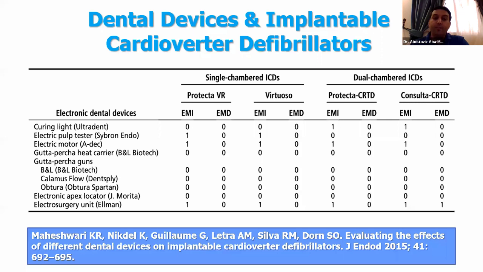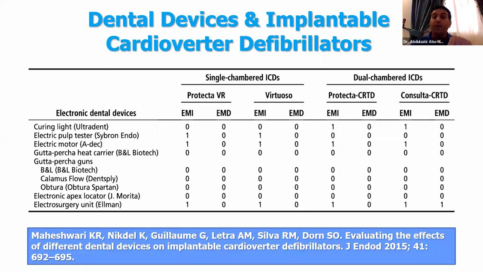And you have something here called EMI and EMD. The EMI is the electromagnetic interference, and the EMD is the electromagnetic disturbance. Now, the majority of the sonic and ultrasonic devices, and the ones with waves, have interference. The interference of the machine doesn't mean it will affect the function. So it only interferes, but it doesn't change the function of the machine.